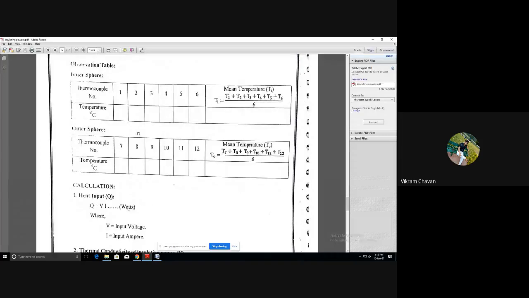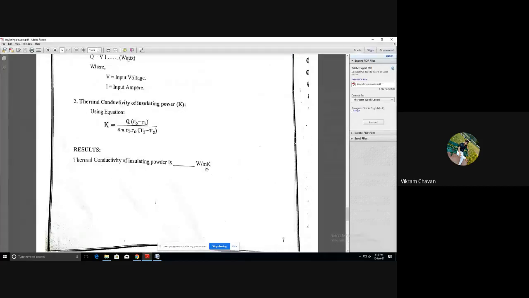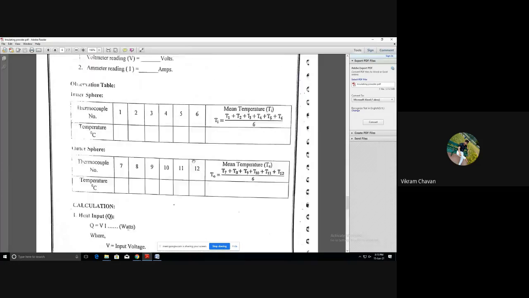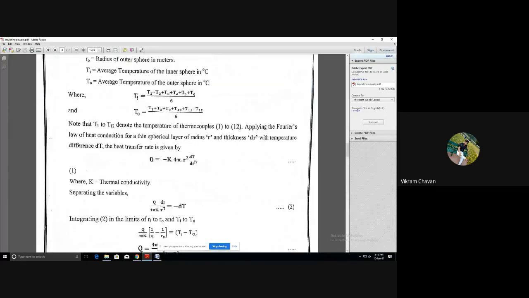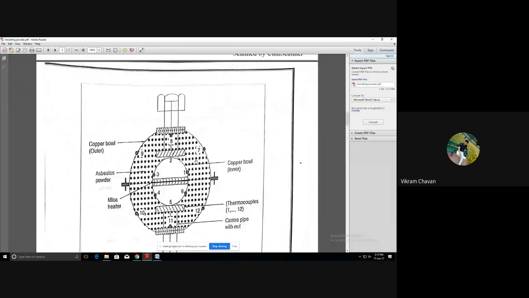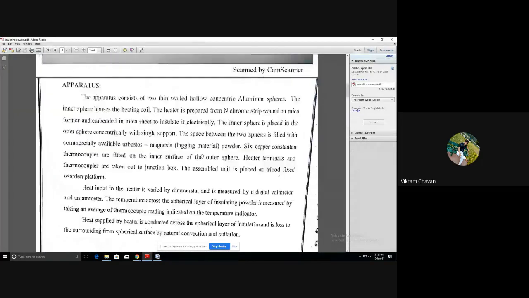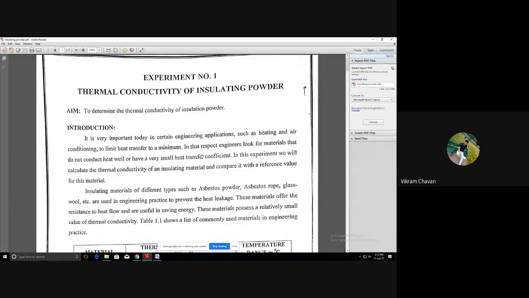Once again I will provide you the observation tables, and whatever calculation you get for K, in watt per meter Kelvin, you just put that final answer in the result section. Once again I will tell you which things you have to neglect and which things you have to write. I will share this file.